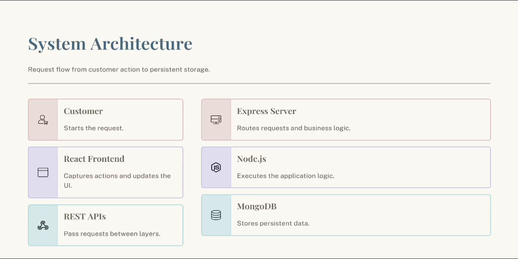This diagram shows the overall architecture of Food Genie. The user interacts with the React frontend. Whenever the user performs an action, the frontend sends an API request to the Express backend. The backend processes the request, communicates with MongoDB, and returns the appropriate response. This layered architecture improves maintainability, scalability, and code organization.